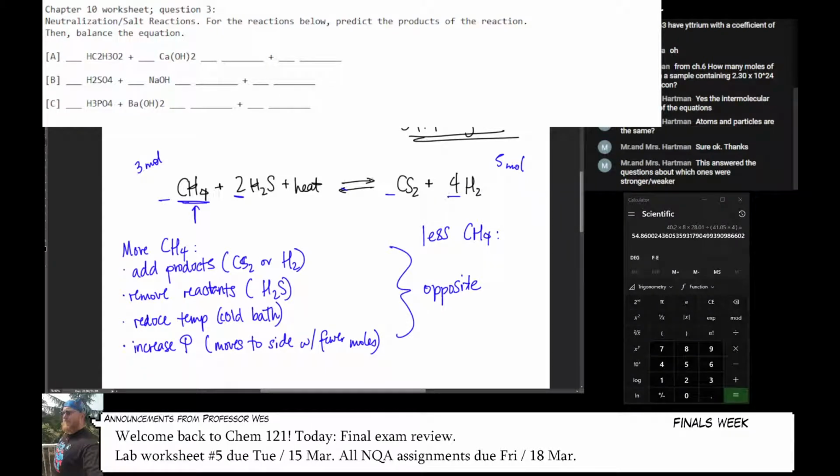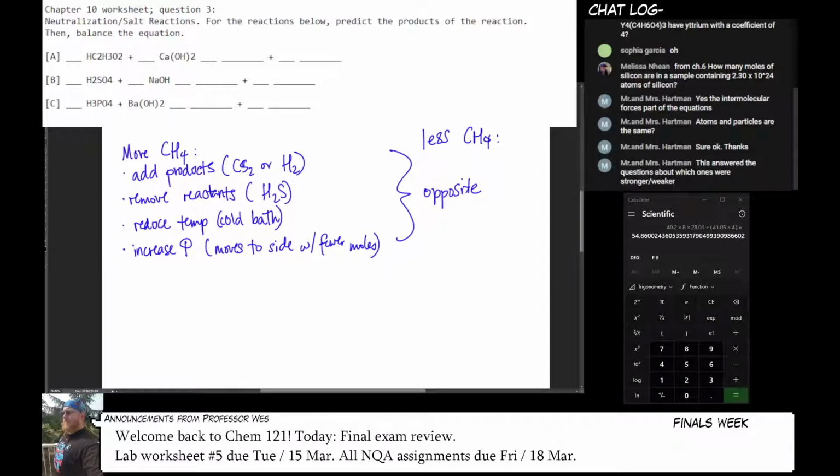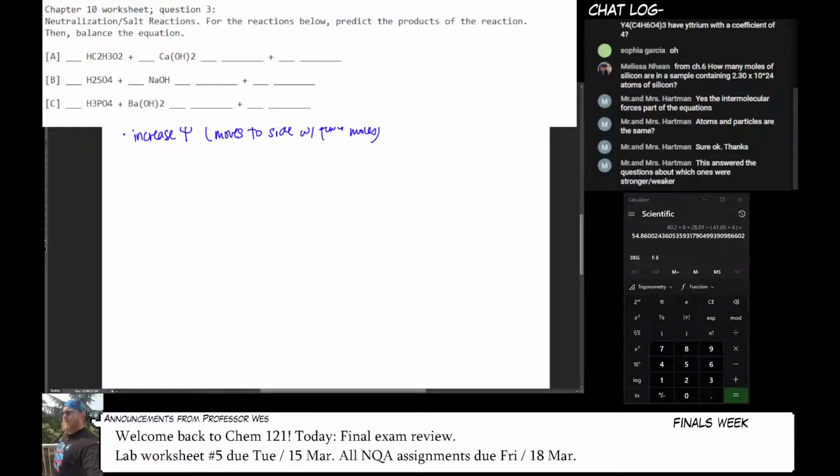All right. This is from the worksheet. So first neutralize the acid and base, then balance the equation. So we could do that. So here's A. We've got blank. Well, I mean, I could do that if my Photoshop wasn't so laggy.